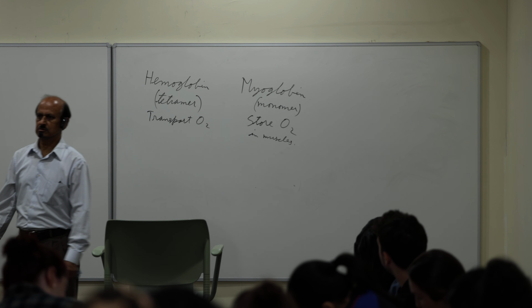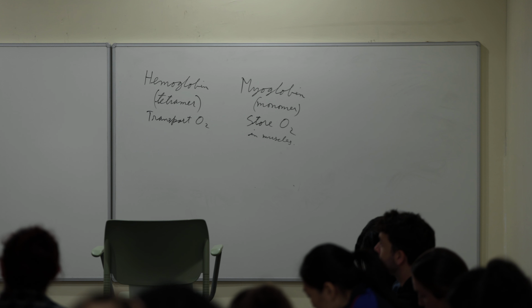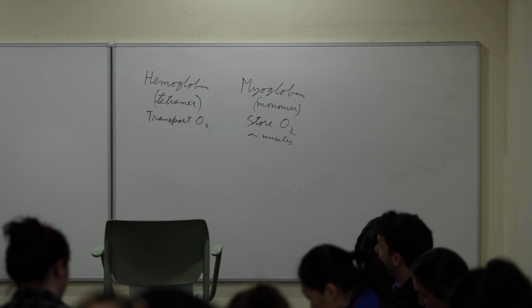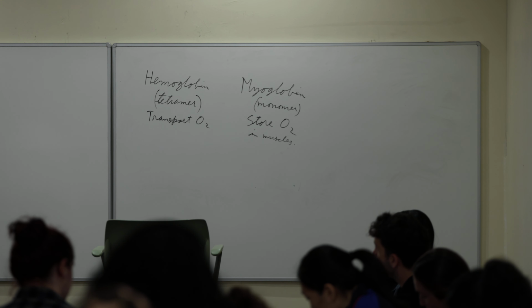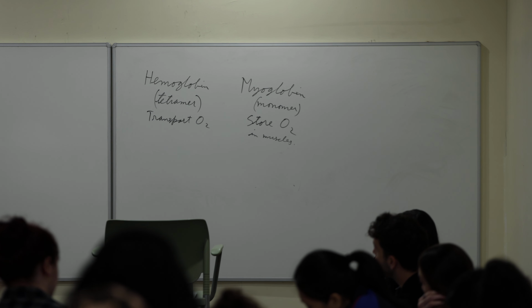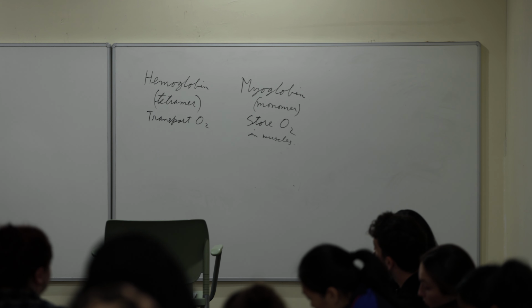Why does it store the oxygen? For those times where your muscles are not getting enough oxygen from the blood. For example, when you are running 100 meters at a very fast rate. You don't get enough oxygen so quickly, so the oxygen then comes from the myoglobin that is already present in the muscles.